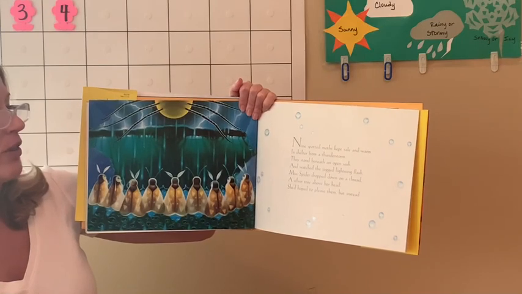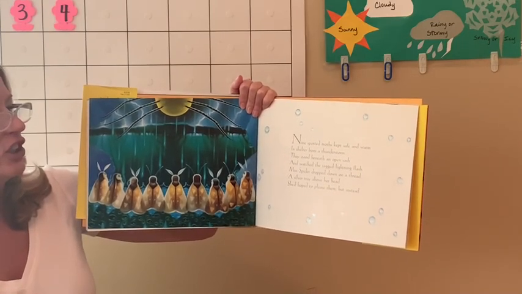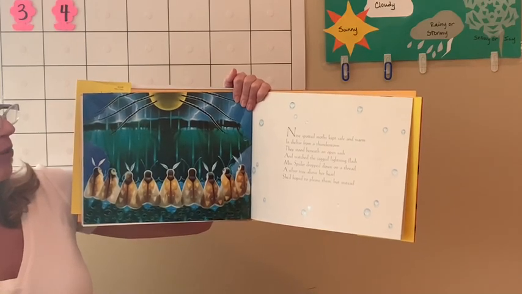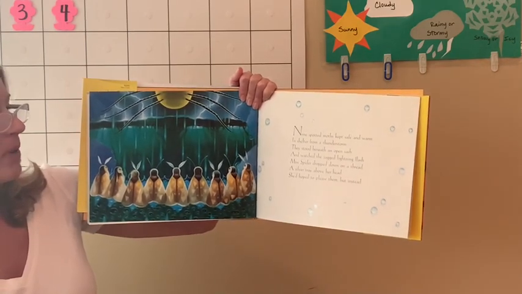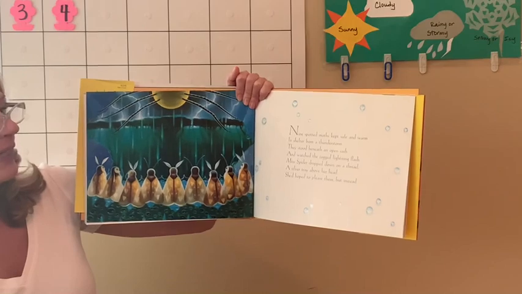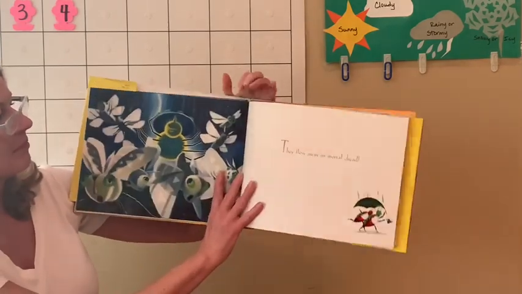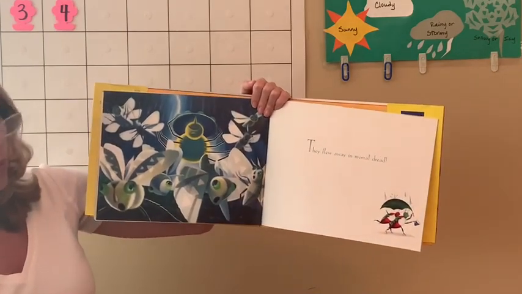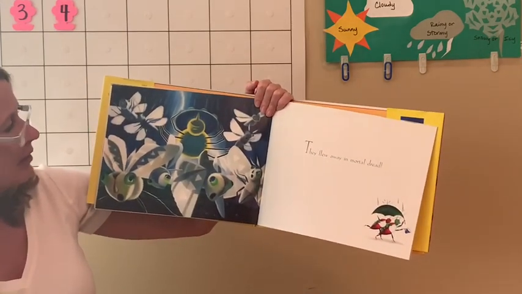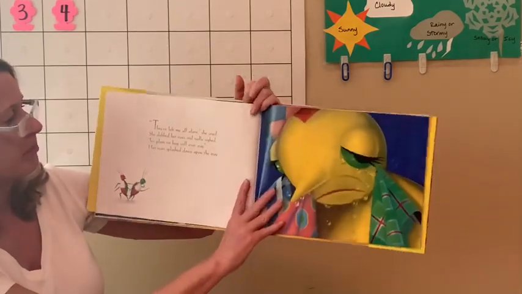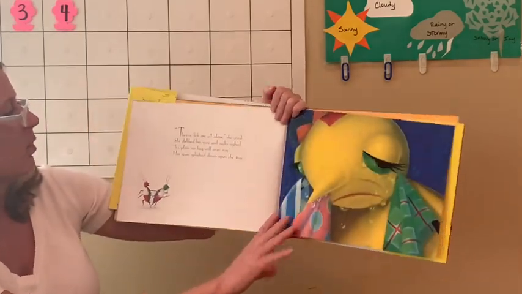They stood beneath an open sash and watched the jagged lightning flash. Miss Spider dropped down on a thread, a silver tray above her head. She hoped to please them, but instead, they flew away in mortal dread. Oh no, they're also afraid of her. Spiders love to eat other bugs and they know it.